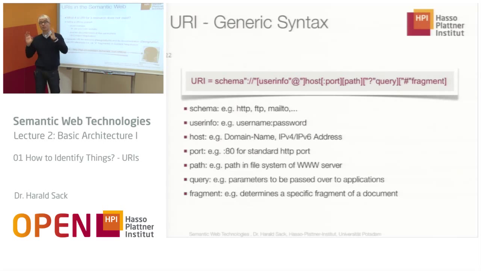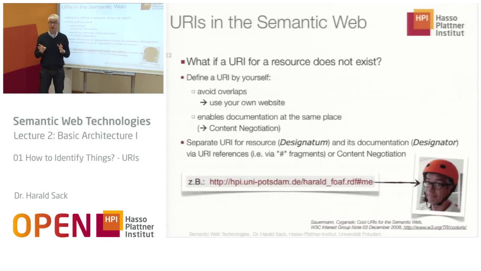Okay, so in the semantic web, you are describing things with the help of URIs that are constructed in the way URIs in the World Wide Web are constructed. But the problem is sometimes you want to refer to things or resources that don't have a URI up to now. So you have to come up with a URI by yourself. And there, of course, you should obey a few rules. For example, you should avoid overlap, so always use your own website, for example, to specify information about yourself. And you should enable documentation to be at the same place as the resource you are talking about.